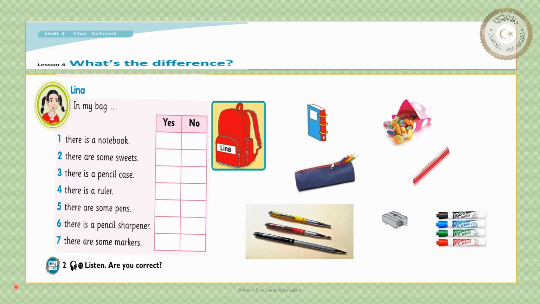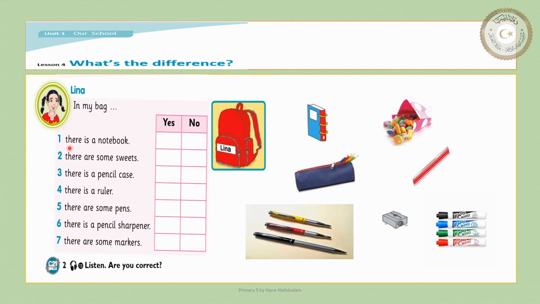Okay, so can we read them again? A notebook. So this is Lena's bag. And now we are going to explain the list here. Notebook, sweets, pencil case, ruler, pens, pencil sharpener, and markers. So now we are going to answer.